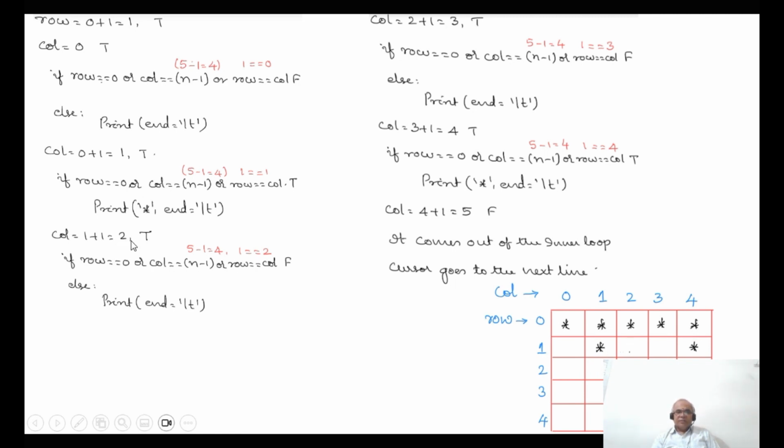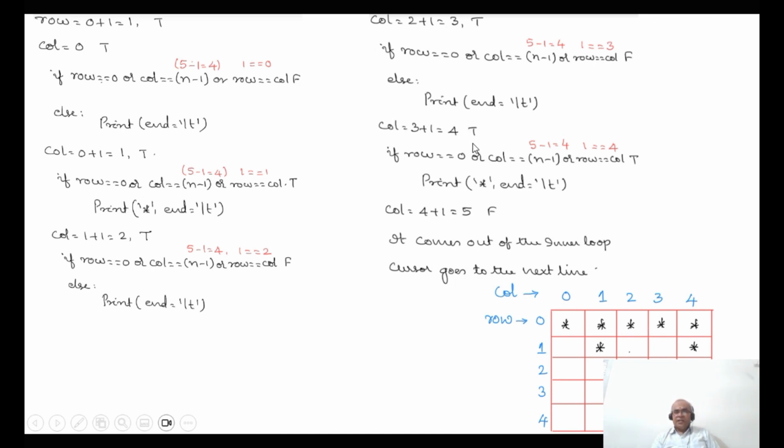Column is equal to 1 plus 1, it becomes 2. Condition is true. Then row is equal to 0? No. Or column is equal to 5 minus 1? No. Or 1 is equal to 2? No. Condition is false. Then it will give space and go to the third column. Again 2 plus 1 it becomes 3. 3 is within 5. Condition is true. Row is equal to 0? No. Column is equal to 4? No. Or 1 is equal to 3? Condition is false. It gives space and goes to the fourth column.